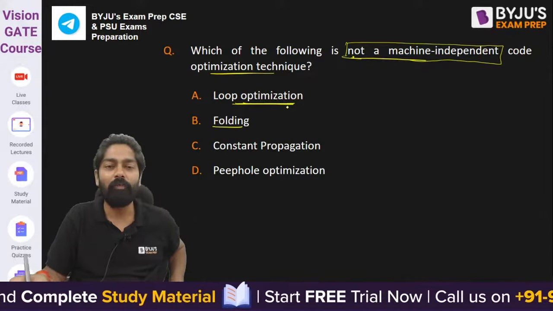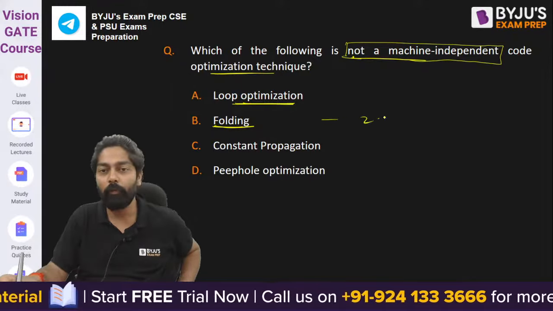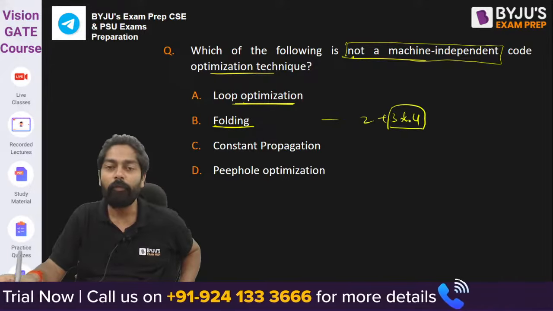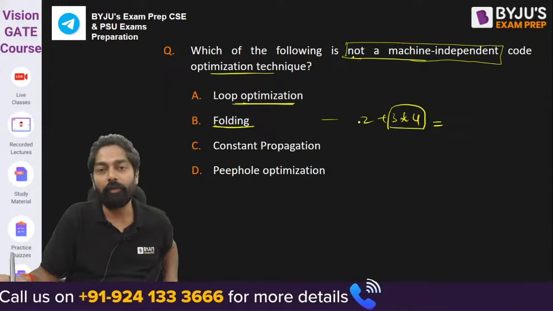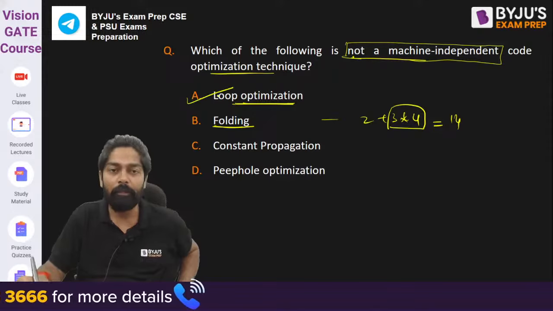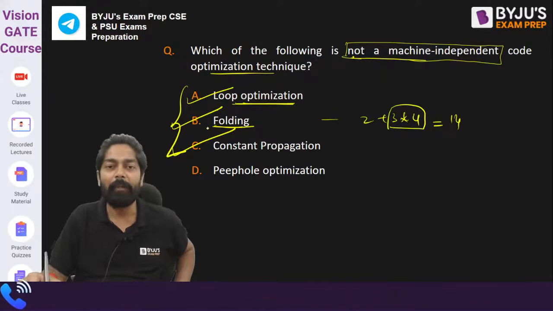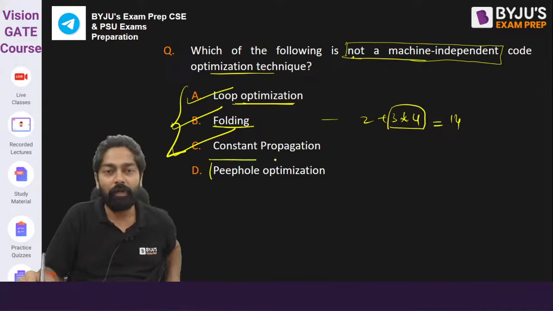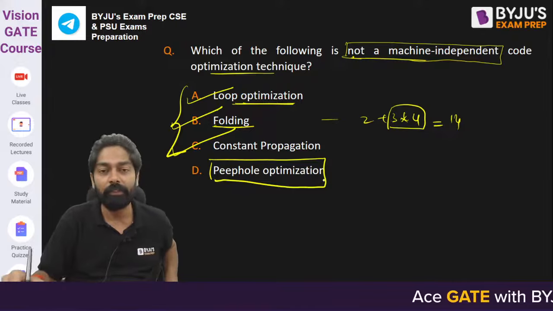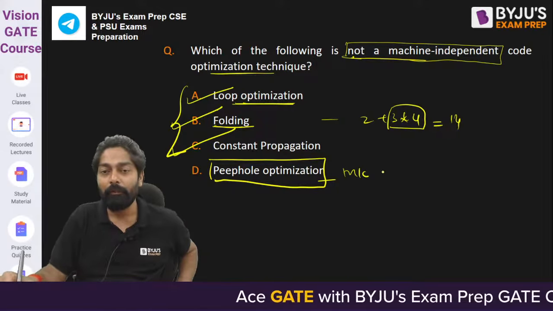Folding means constant folding. Let's suppose I give you 2 plus 3 into 4. You fold 3 into 4, which gives 12, plus 2, 14. This is nothing but constant folding. So loop optimization, folding, and constant propagation are all machine independent. Not machine independent is peephole optimization. It is machine dependent optimization. See the class notes I have shared in the group. Machine dependent.